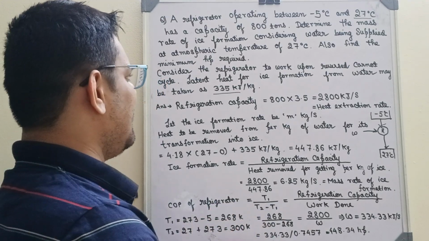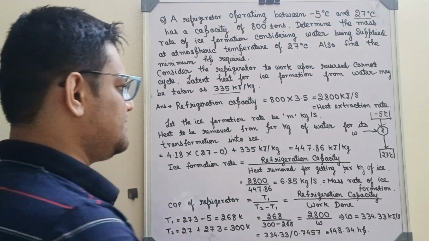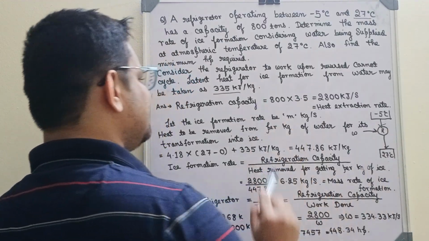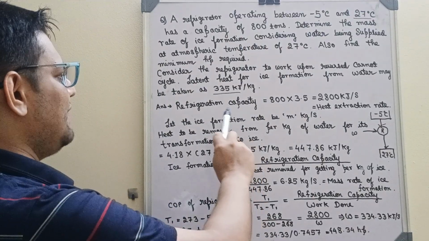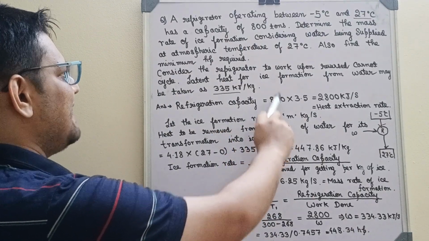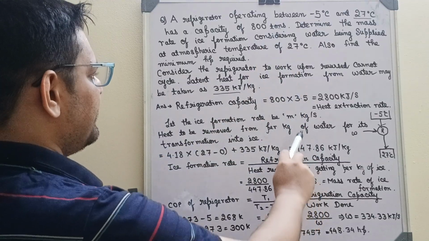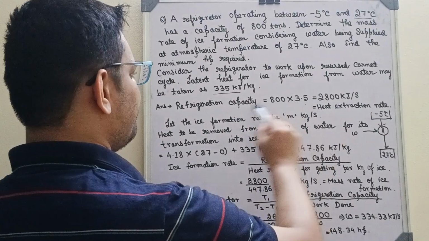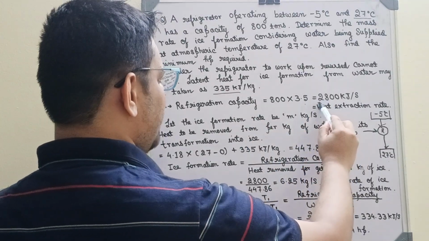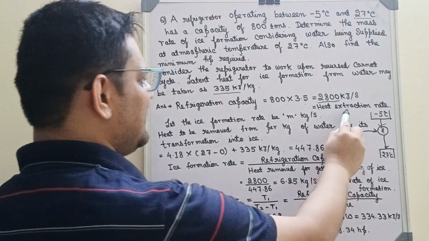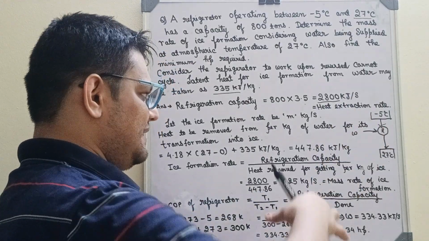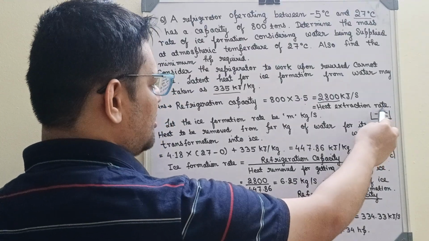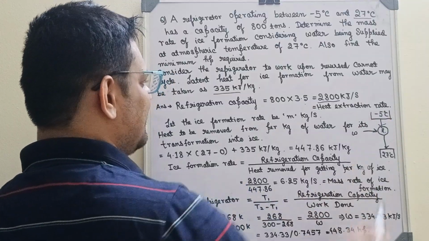How much work is to be done to maintain the temperature of 5 degrees Celsius against 27 degrees Celsius? So here we will first calculate the refrigeration capacity, that is 800 ton, which is already given, and we are multiplying this by 3.5. So we are getting a refrigeration capacity of 2800 kilojoule per second. So this is the heat extraction rate. This much heat will be extracted inside the refrigeration system to maintain the temperature of minus 5 degrees Celsius inside the refrigerator.